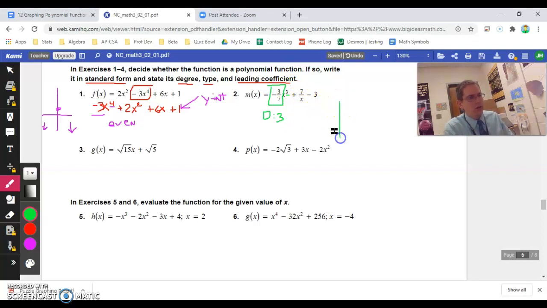If you were wanting to talk about the end behavior on this one, since it's a negative leading coefficient, it's going to end up going down eventually. Since the degree is odd, the other end has to go in the opposite direction, up. The odds, the ends don't match, the evens they do.